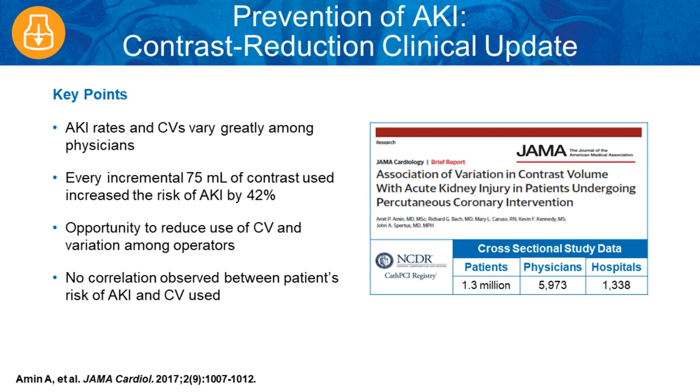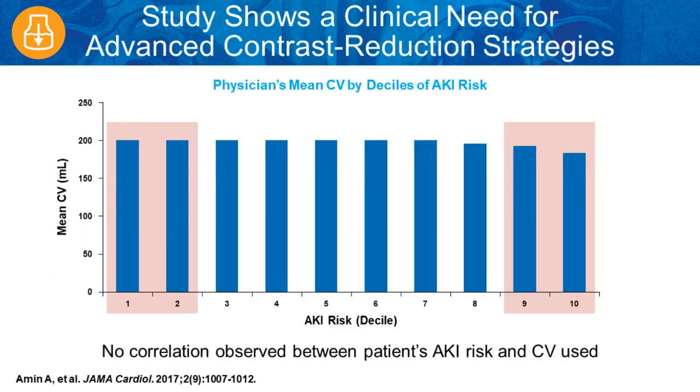And as we've noted from the CI study, every incremental increase of 75 cc's of contrast increases the risk of AKI to the patient. So therefore, we know that reducing contrast volume is important, but it does not appear that there is any correlation between the amount of contrast we administer as physicians and our understanding of the patient's underlying chronic kidney disease.